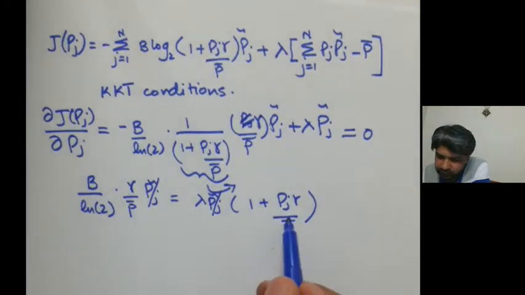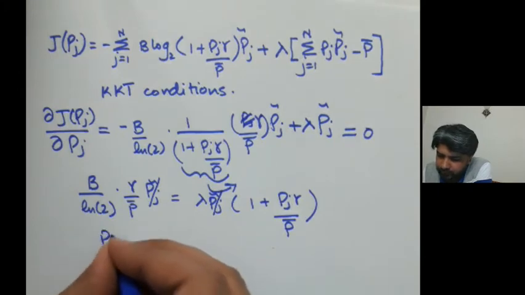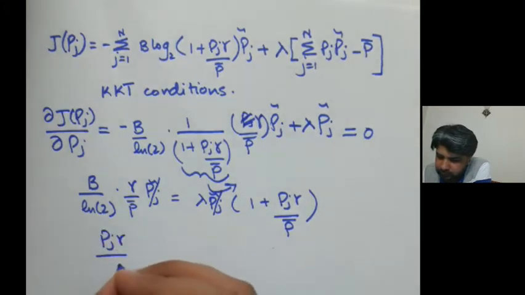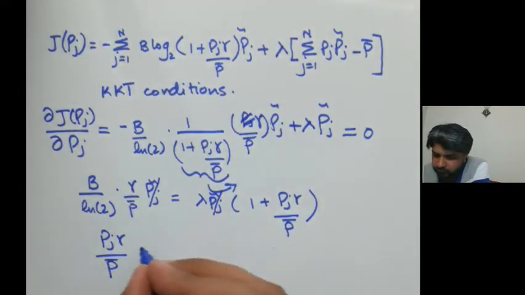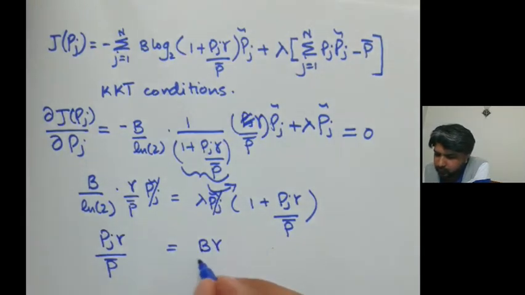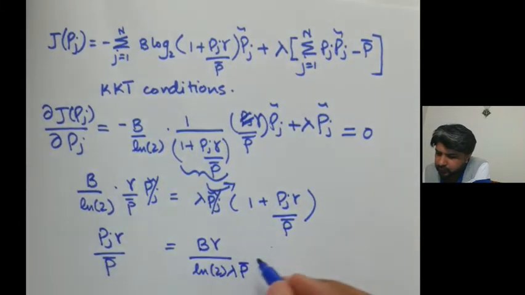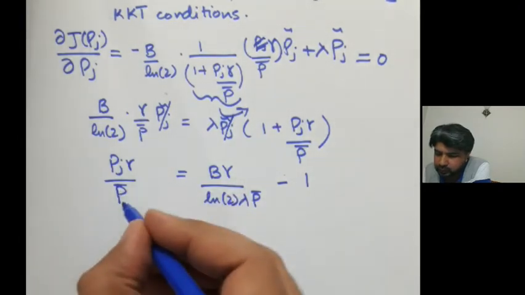And then you have this term left, pj gamma over p bar. You can take lambda on this side already, before doing that. It would be equal to b gamma over natural log of 2 times lambda p bar. So lambda comes here, minus 1. And then all you need to do is divide both sides by gamma.